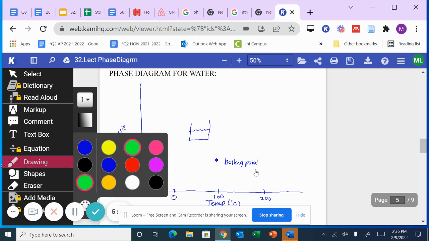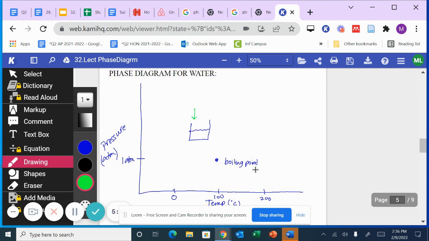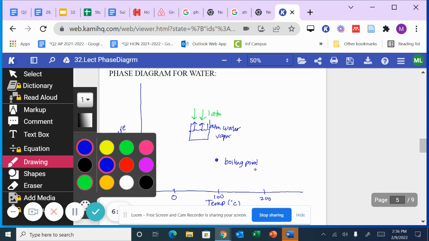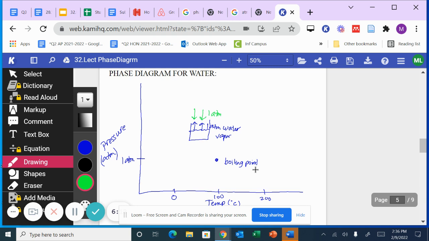We have air molecules pushing down on the water. Let's say that's 1 ATM of atmospheric pressure. In order for the water to boil, you must have also 1 ATM of water vapor pressure. They have to be equal or greater. The water vapor has to be equal or greater to the atmospheric pressure. This is 1 ATM of water vapor, and this is 1 ATM of atmospheric pressure.